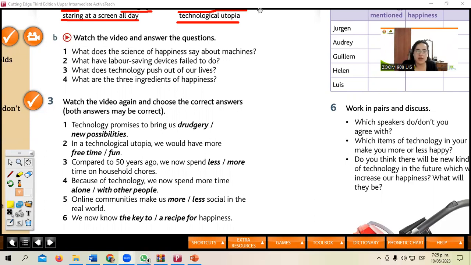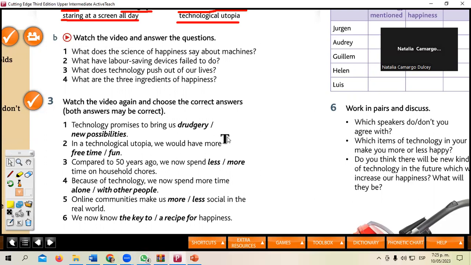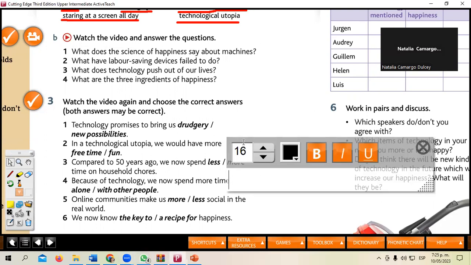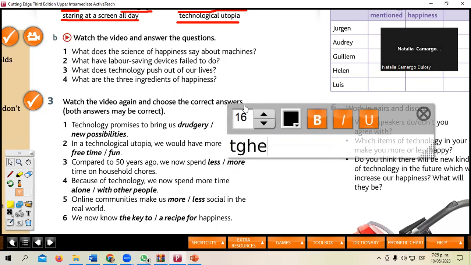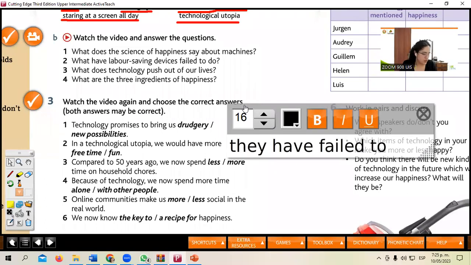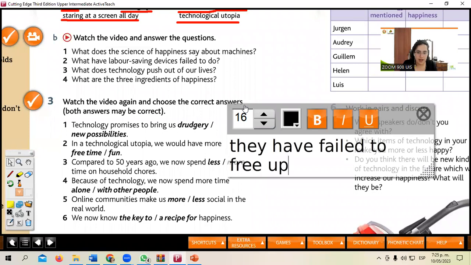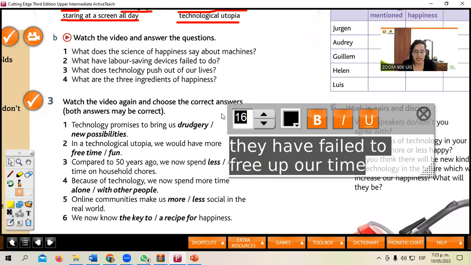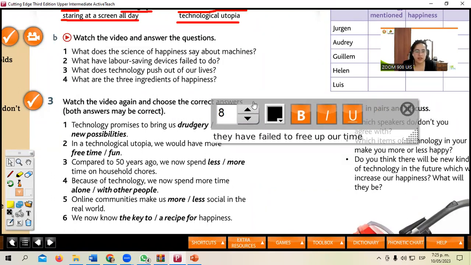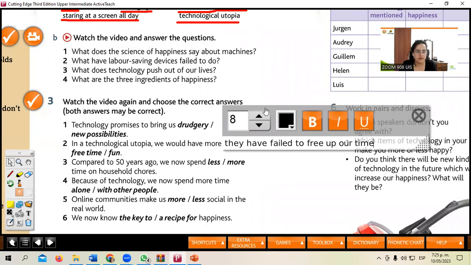Maybe Natalia, you have this answer. Teacher, I'm not sure, but they have failed to give us more free time. Yes, they have failed to free up our time. That is what the text says. To free up our time, to give us more free time, okay? Free up our time. That is the answer for number 2.